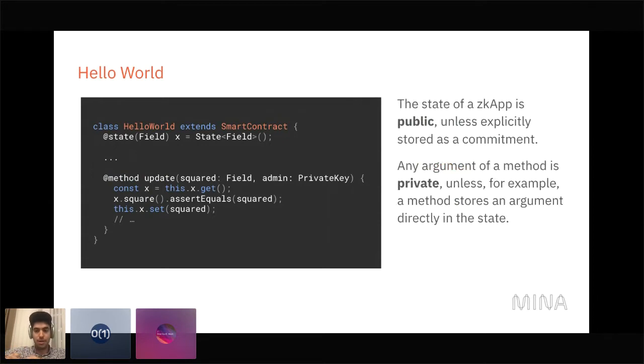So just as a reminder, the state of a ZK app is public, unless you're storing something that is like a hash, a commitment to some piece of data. So if you hide the data before you store it. In contrast, arguments to the methods are private, unless you use some of that data to store publicly. Which we're going to in this case.